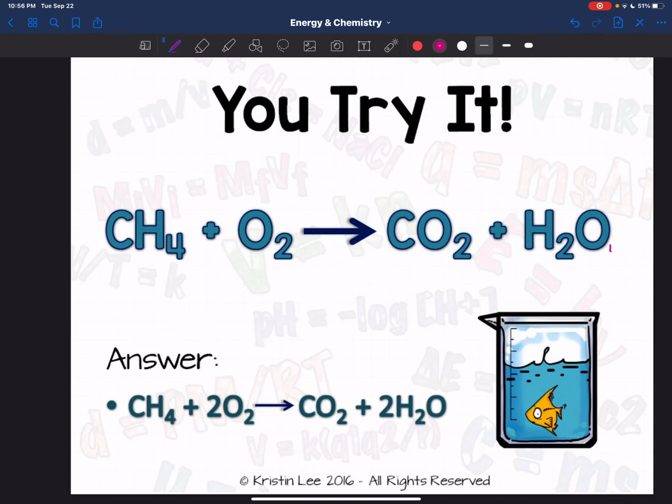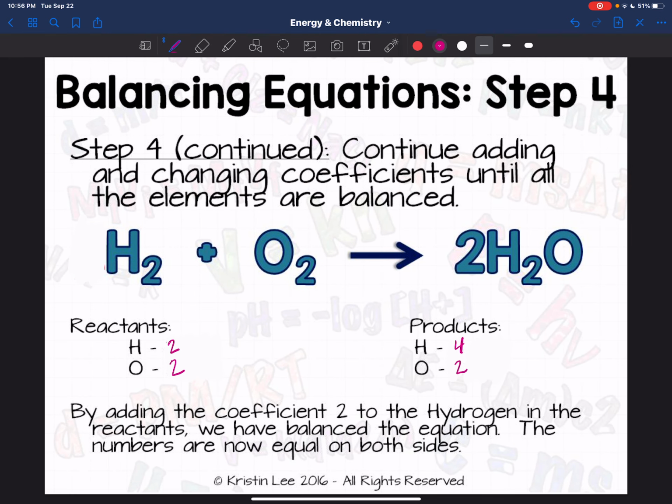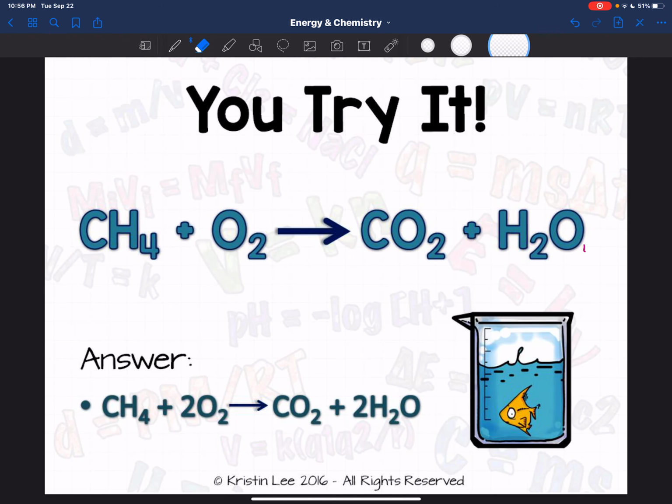And I kind of skipped a step there. But once you've got this all done, everything is balanced. All right, so now I already gave you the answer on the bottom here so you can check it, but let's just look.